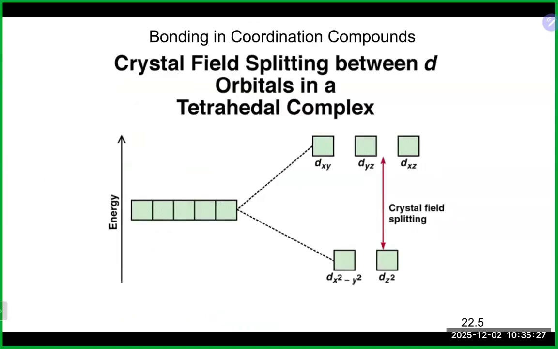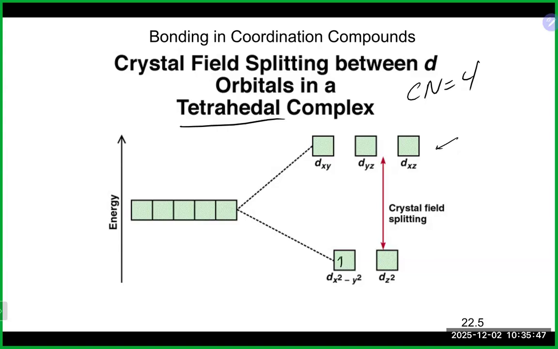Now let's talk about some other geometries. So this is a coordination number of 4, and this is with the tetrahedral geometry. And the splitting here is basically the same, except it's opposite. So here we get the kind of squared guys on the bottom, the individual guys up on top. And it does work the same way here.